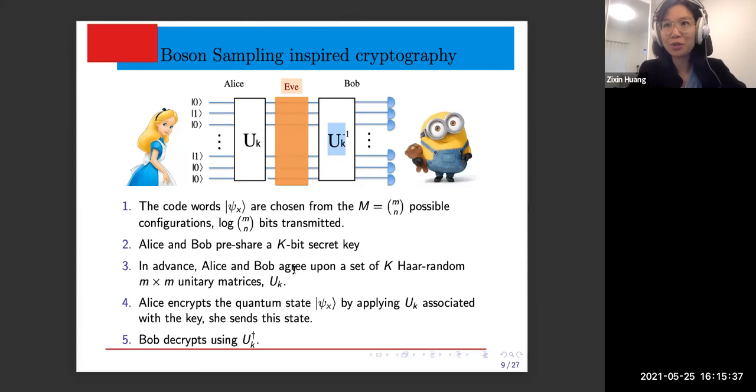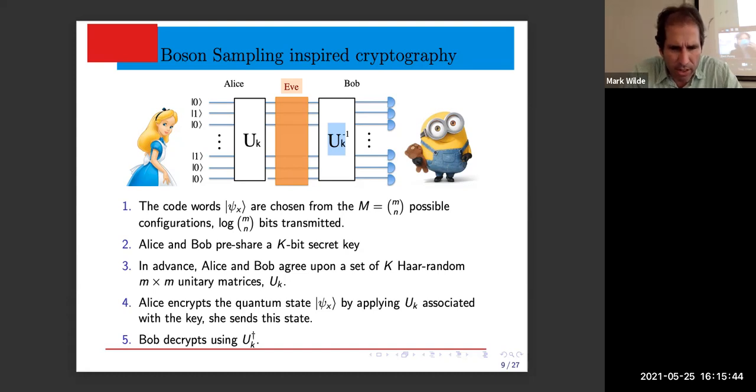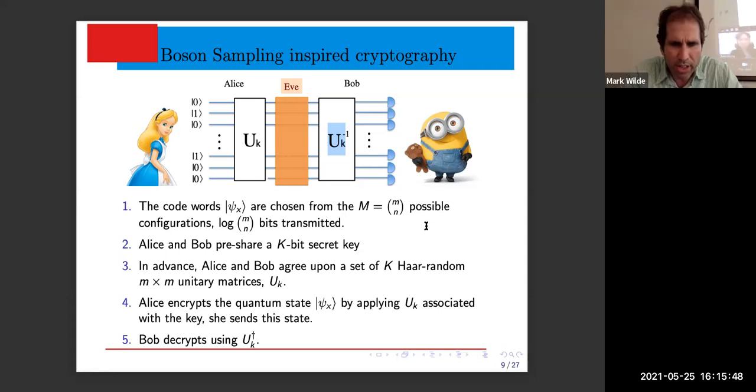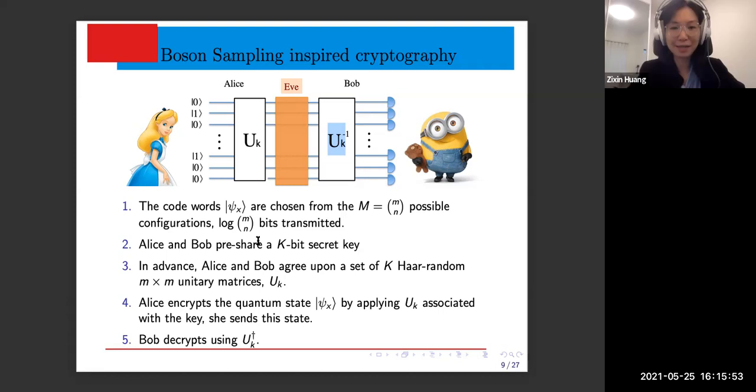So are there any questions so far? Sometimes I'm in the habit of going too fast. I have a question, just a clarification. There are big K unitaries, so the key should be log K, right? Yes, that's right. Sorry, that was a typo. Log K bits.